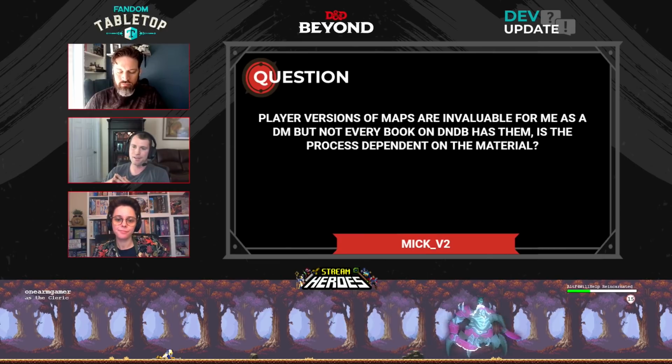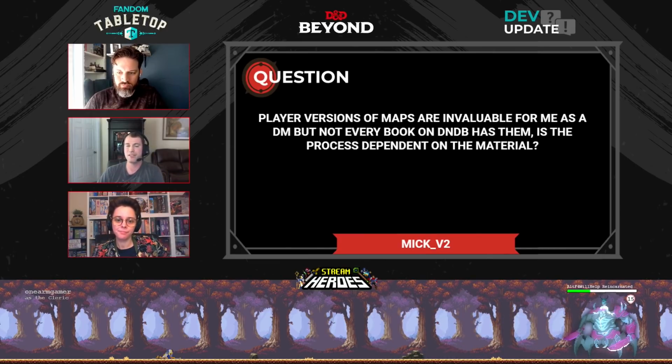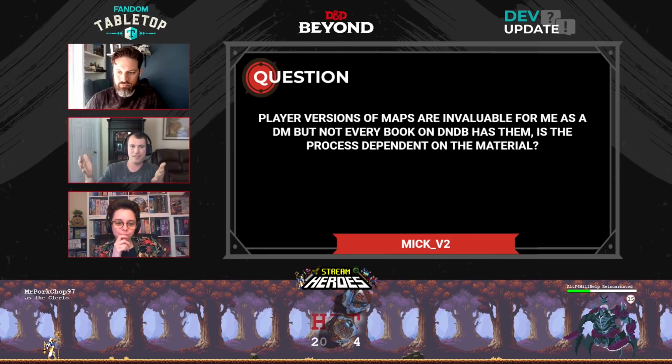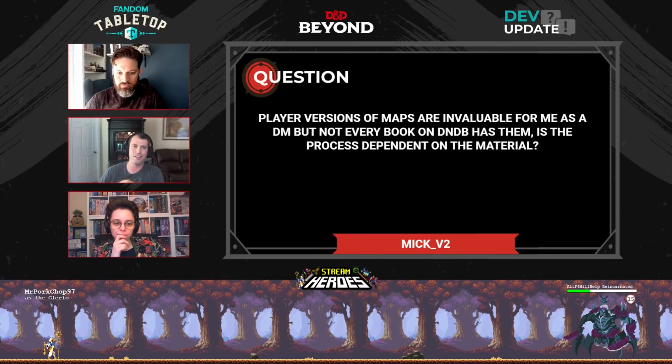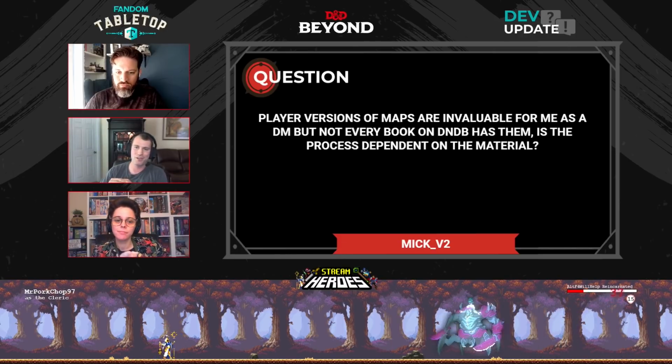I guess it depends, so not every book in D&D has them. I think it depends on the map itself, probably. If it is an overview world kind of thing, for example, sometimes we don't have it. I think that's actually an interesting question. I would love to see what maps they're referring to, because to my knowledge, I'm pretty sure all maps that can be player maps do have a player version. So I would love to dig deeper and find out what they mean.